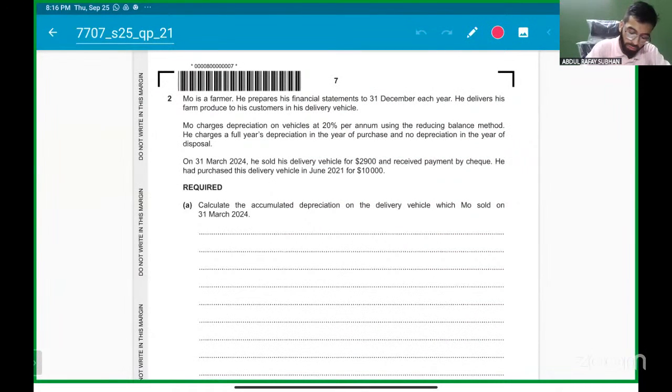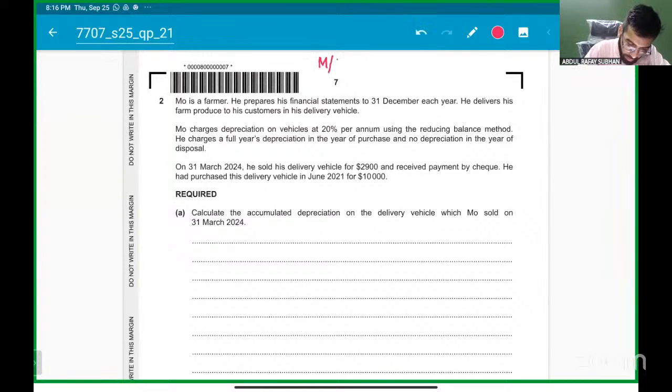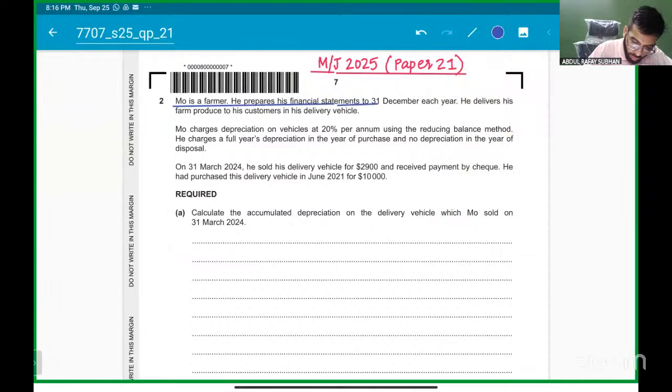So what we need to understand, this question is from May-June 2025, and this came in paper 2 variant 1. So paper number 21, students, and it's a complete 20 marks question on depreciation of paper 2. The question says that we have a person Mo who is a farmer. He prepares his financial statements to 31st December each year, and he delivers his farm produce to his customers in his delivery vehicle.